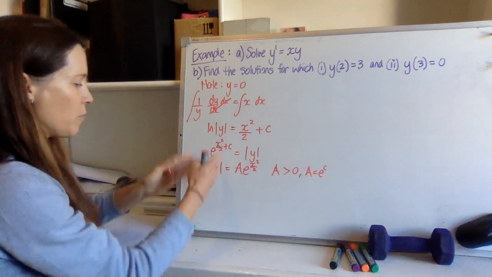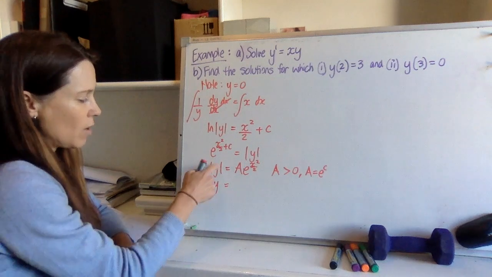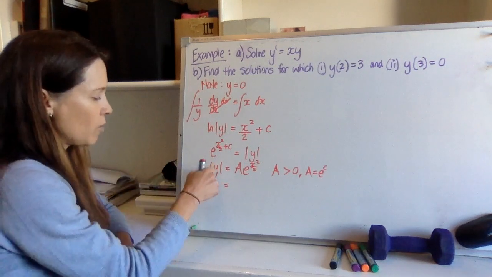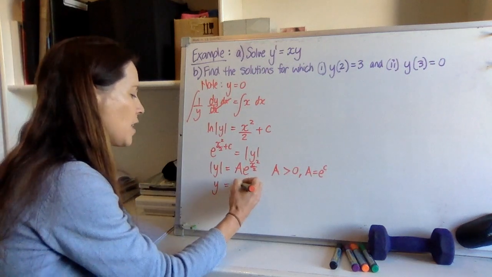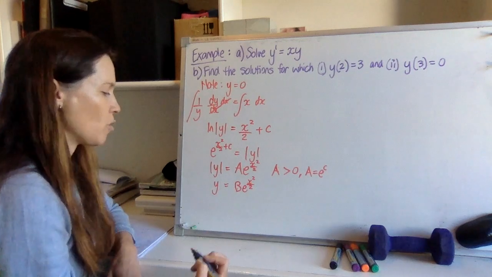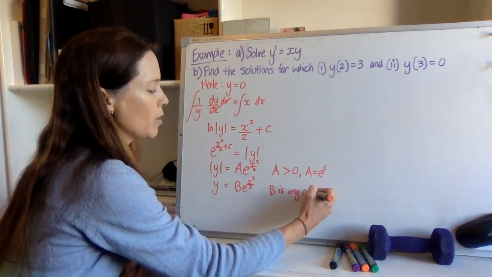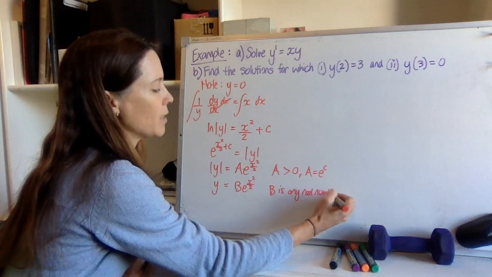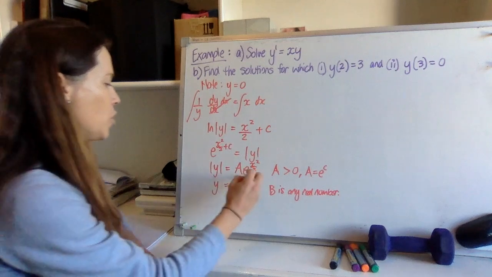Now on the next line, we want to drop those absolute value brackets that are around y. So we need to acknowledge that y could be negative here. Now, if it could be negative, we need to allow this side to be negative as well. And we can do that by changing our constant to b. And we've still got the same exponential part and saying that b is any real number. Now, you can do that with fancy notation, or you can literally just write it down. Okay, so that's our general solution.